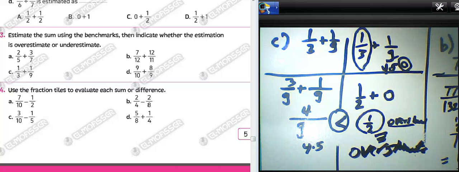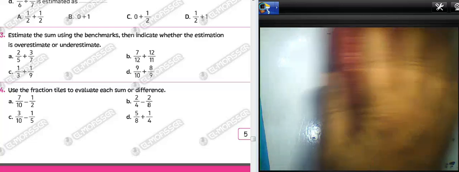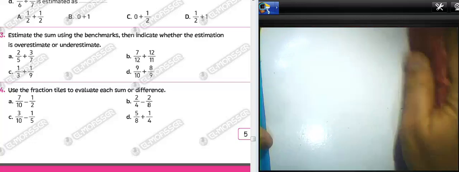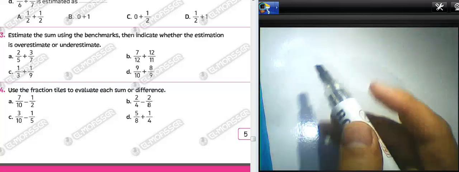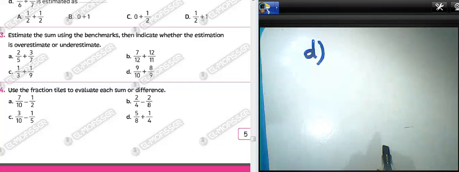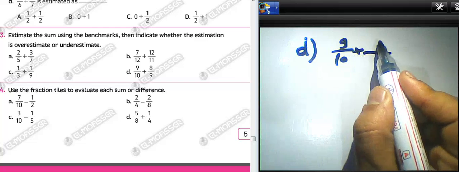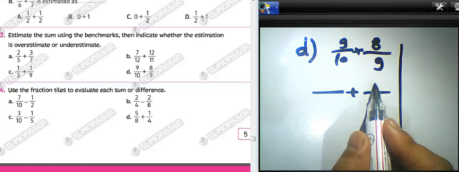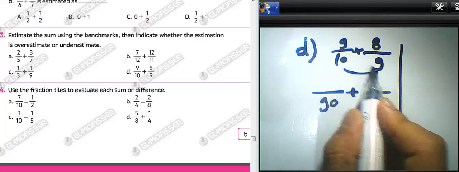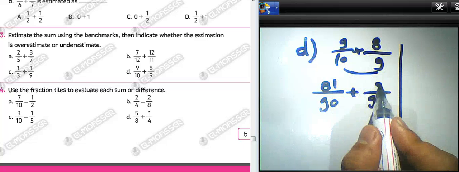Okay, question letter D. Letter D here: 9 over 10 plus 8 over 9. We can find the common multiple between them, it will be 90. 9 times 9 is 81. 8 times 10 equals 80.